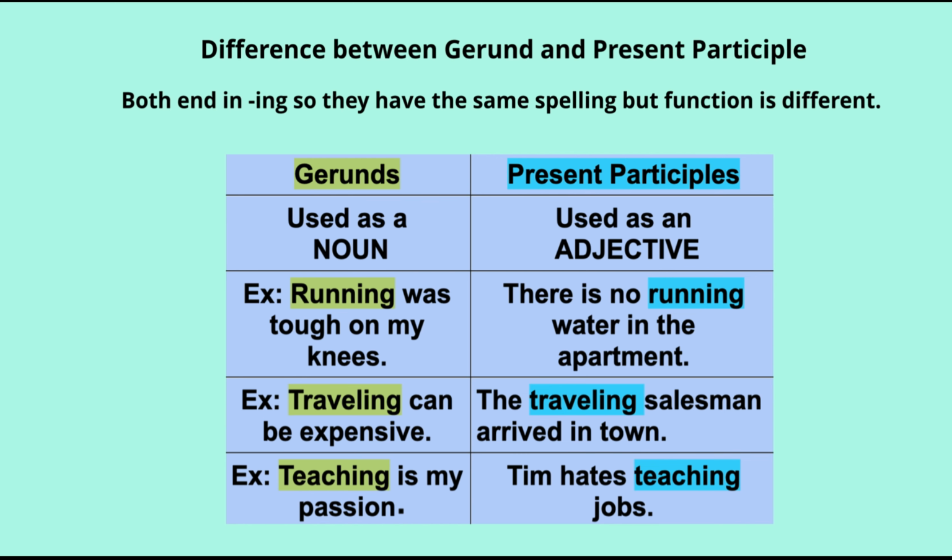Teaching is my passion. Here, teaching is the subject in the sentence. So, teaching would be the gerund. Whereas in the other sentence, Tim hates teaching jobs. What kind of jobs? Teaching jobs. So, teaching here is an adjective as it is describing jobs, and teaching would be the present participle in that sentence.